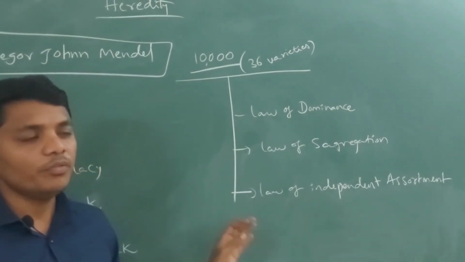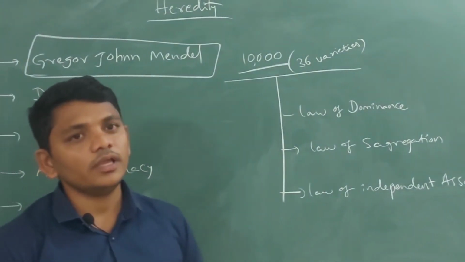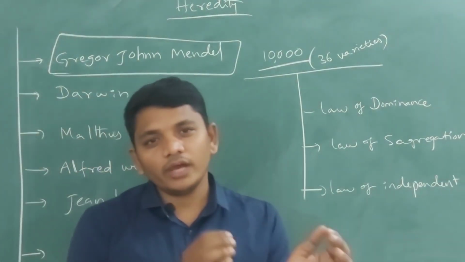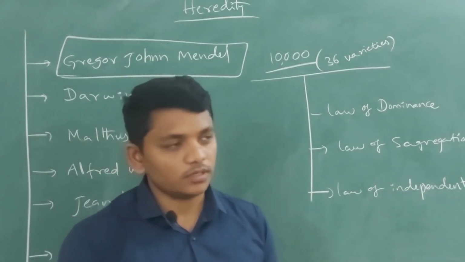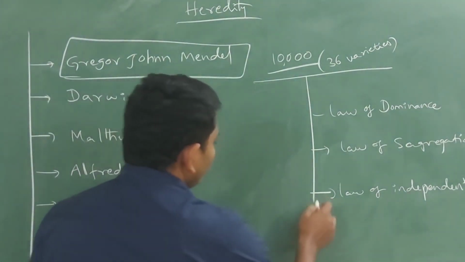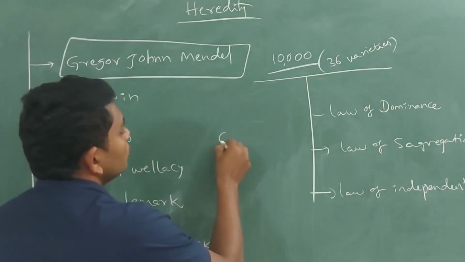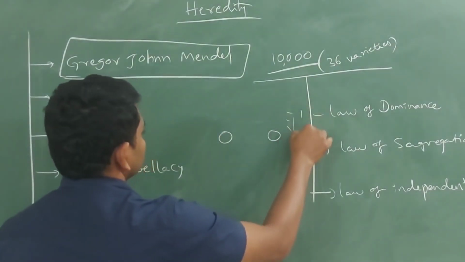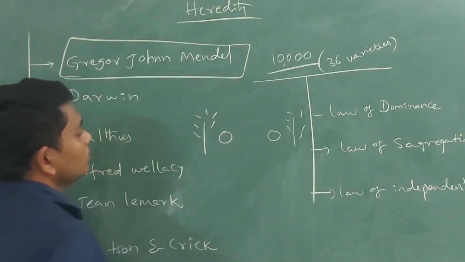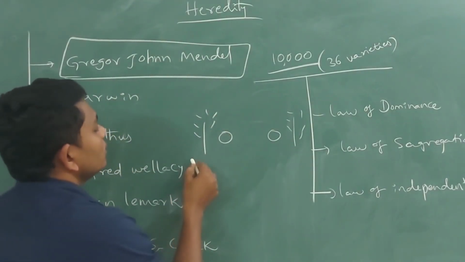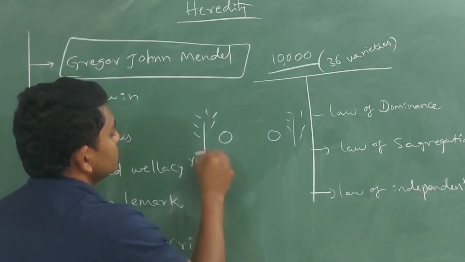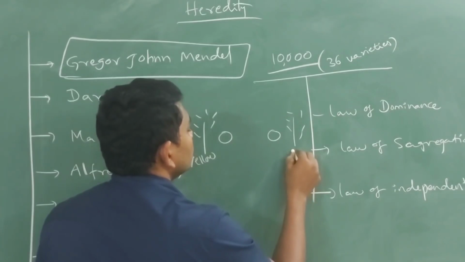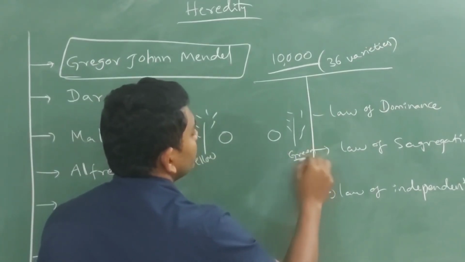Before announcing these laws, he had observed a number of pea plants. Already you know that, and how he had worked on the plants. Let us discuss that. First he had chosen two pea plants, one which gives yellow color seeds, and one which gives green color seeds.